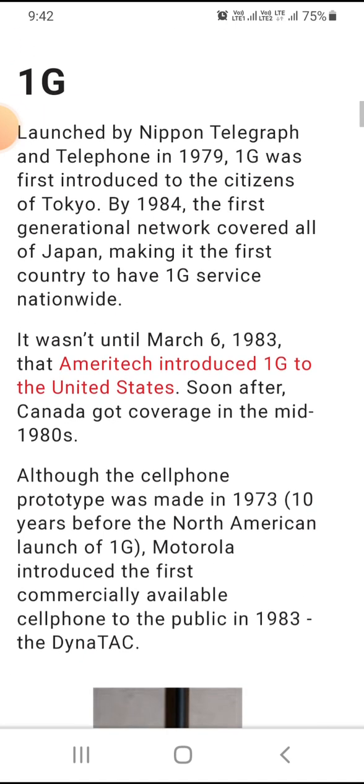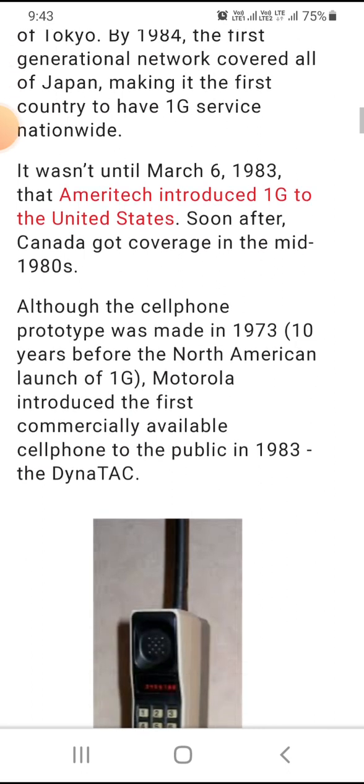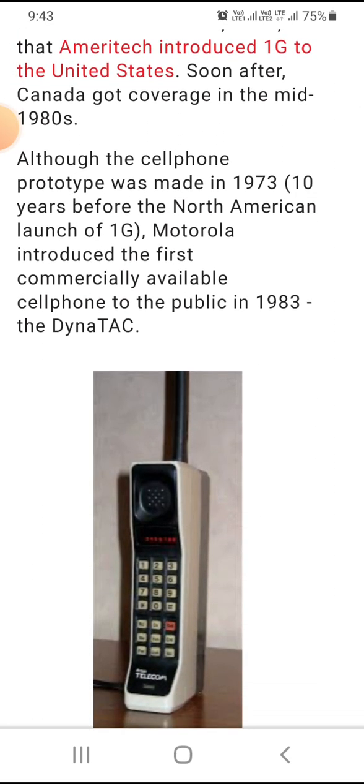It was not until March 6, 1983 that Ameritech introduced 1G to the United States. Soon after, Canada got coverage in the mid 1980s. Although the cell phone prototype was made in 1973, 10 years before North America launched 1G, Motorola introduced the first commercially available cell phone to the public in 1983, the DynaTAC.